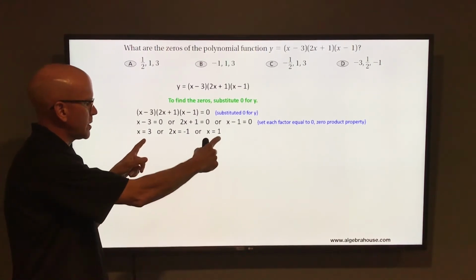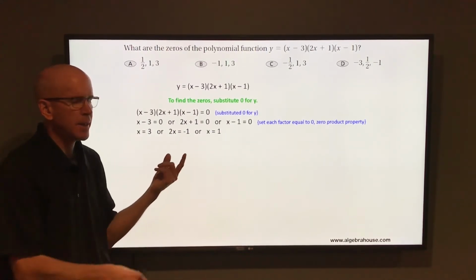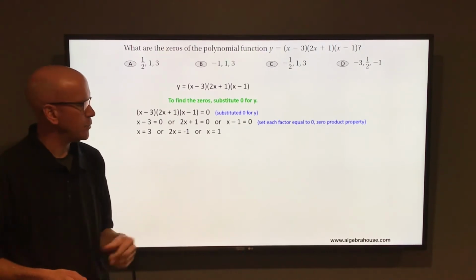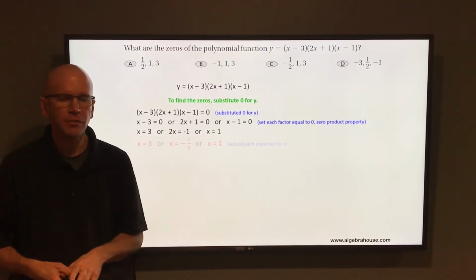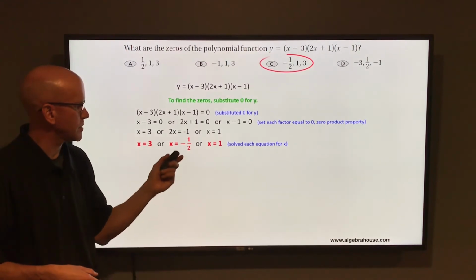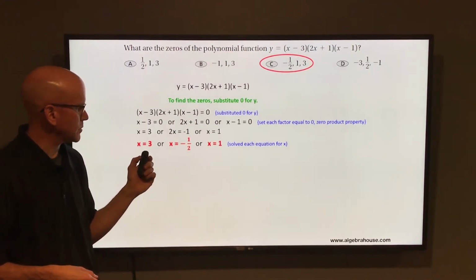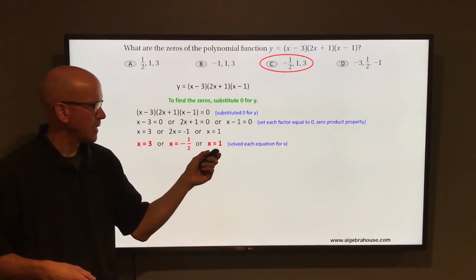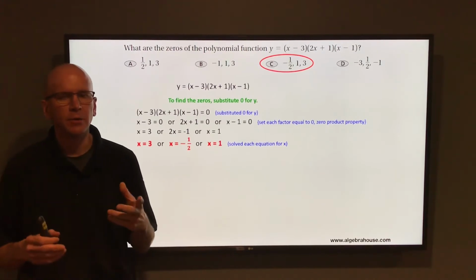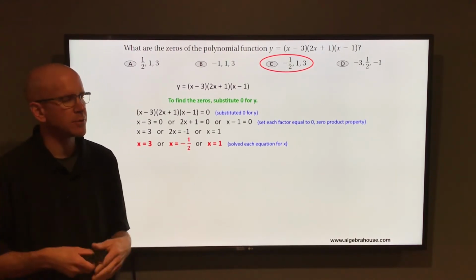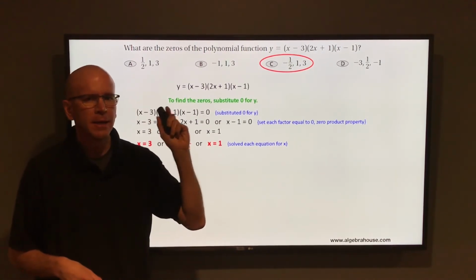So two of these are already done, x equals 3 and x equals 1. In the middle, still have one more step to do, and that is to divide each side by 2. If you divide each side by 2, you end up with x equals -1/2 there. So x equals 3, x equals -1/2, x equals 1. Those are the zeros, the x-intercepts, the roots, the solutions to that equation. More importantly, it's answer C.